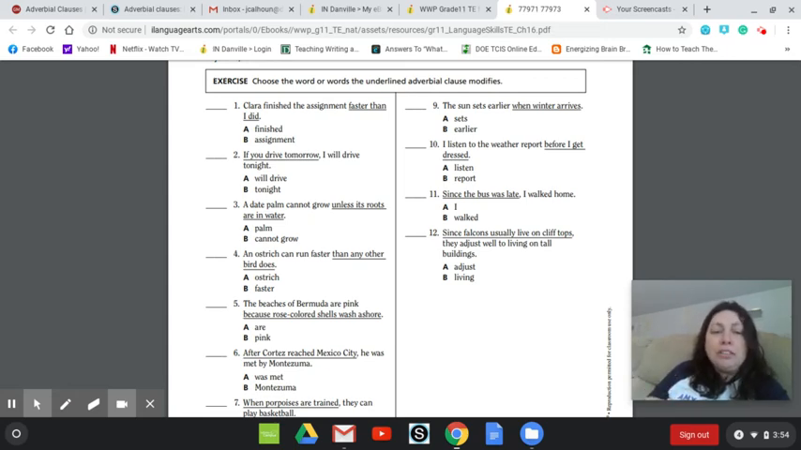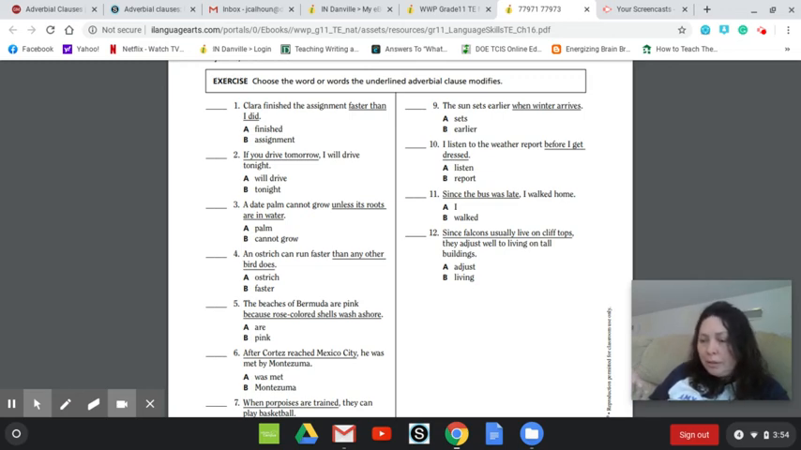An ostrich can run faster than any other bird does. Now, this is another good example of how the comparison is almost always going to modify some kind of adjective or adverb. So what's being modified here is faster. What is being done than any other bird does? Faster. That's the comparison. So when you see a than, usually what's being modified is an adverb or an adjective. Okay. Number 5, the beaches of Bermuda are pink because rose-colored shells wash ashore.